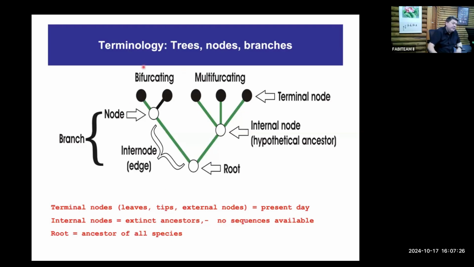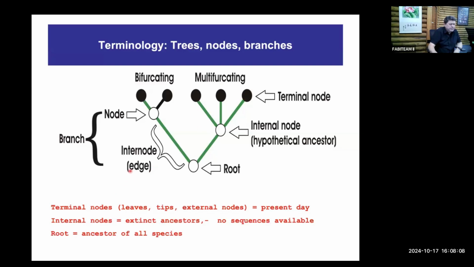Sometimes you see in literature that a program requires a bifurcating tree. It just means all the nodes have two branches. When it's multifurcating, it has more than two terminal nodes, so there are more than two species or taxa that share that internal node. It is also referred to as a polytomy. So you don't know what the relationship is in this group among the different taxa, but you can say that they all have the same ancestor.